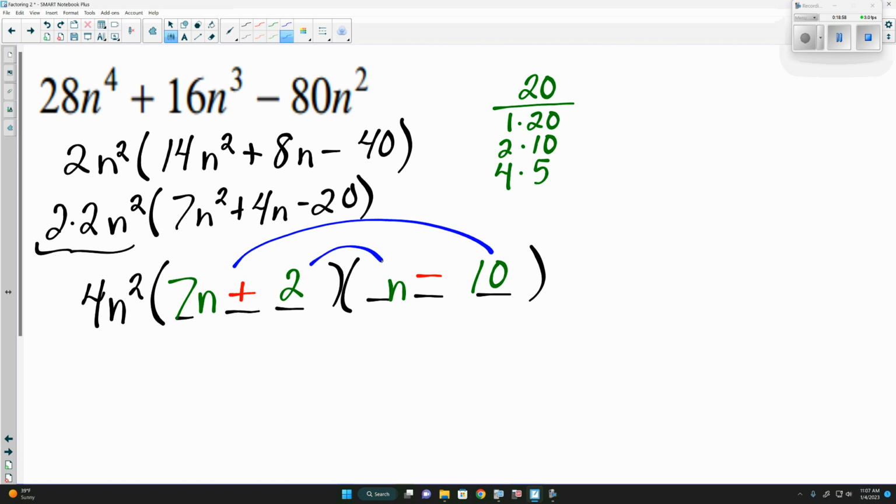We can check and see. 7n times negative 10 is negative 70n. 2 times n is plus 2n, which gives us a negative 68n. A little off. So we can switch the 2 and 10 and see if that changes anything.